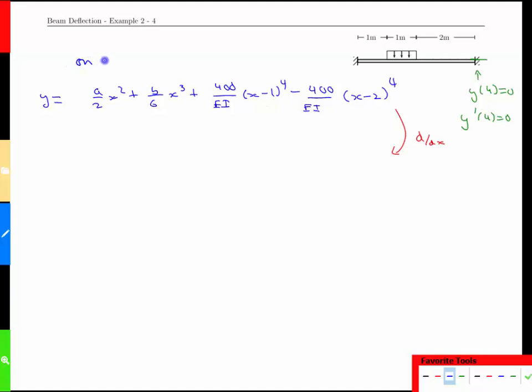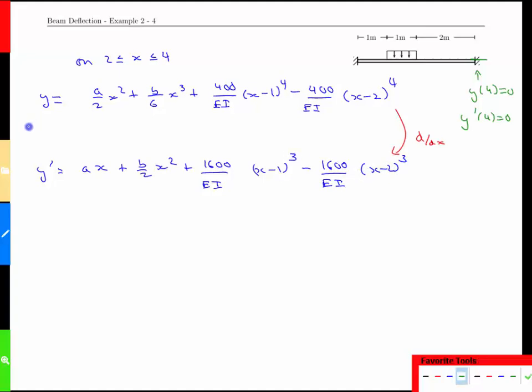Notice that this is the function that applies when x is between 2 and 4. Most importantly, the 4 point is what we need right now. But we can take the derivative on that interval. That'll give us ax plus b over 2 x squared plus 1600 over EI (x minus 1) to the 4 minus 1600 over EI (x minus 2) cubed for both of those.